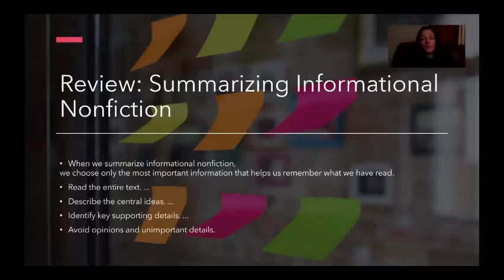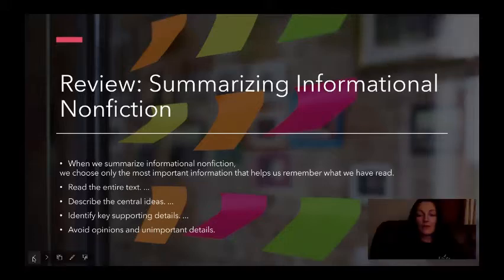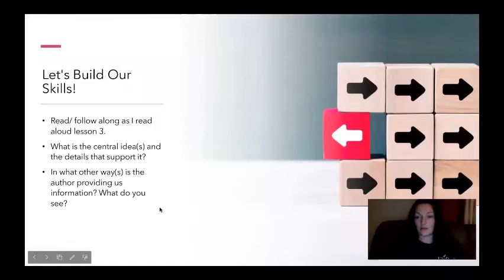Now, I know this week Ms. Mosel did summarizing nonfiction as well and focused on the detail. So another important piece of information found within our nonfiction text that the author includes are text features. I want you to read or follow along as I read aloud Lesson 3.